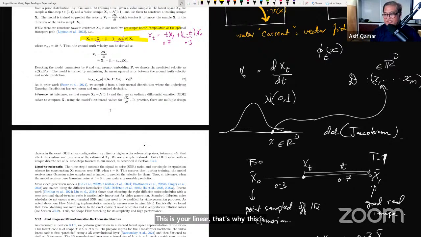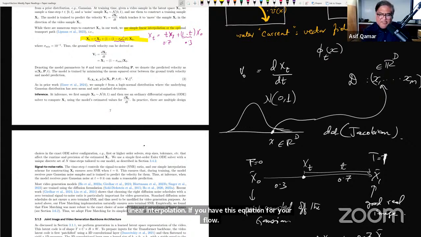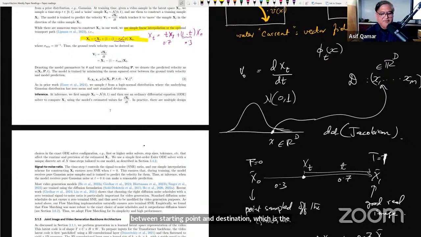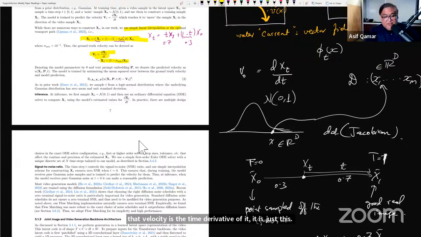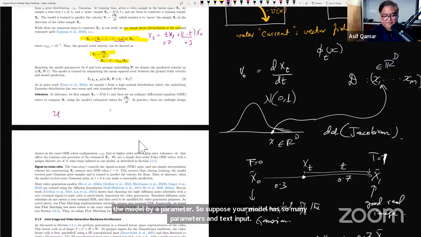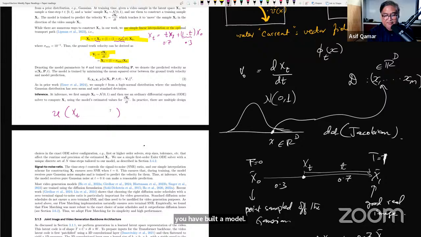If you have this equation for your flow between starting point and destination, which is the simplest version that you can take, it turns out it works. Then obviously, to the extent that velocity is the time derivative of it, it is just this. Now you ask this question, denoting the model by a parameter. So suppose your model has so many parameters and text input. So what happens is that, let's say you have built a model which now produces xt, but given what?